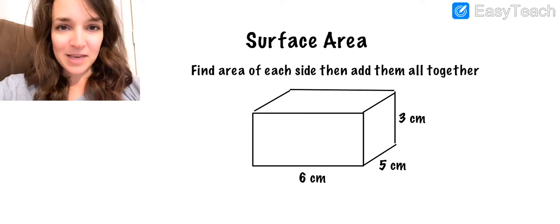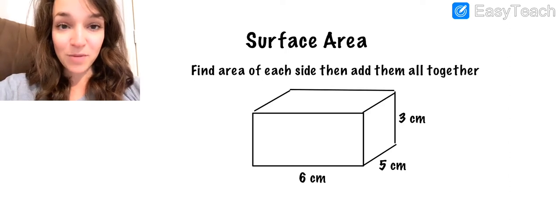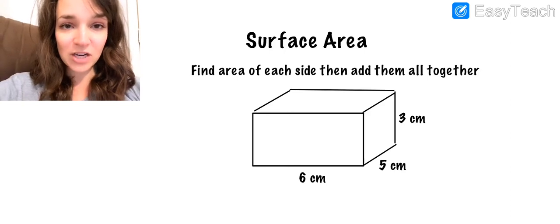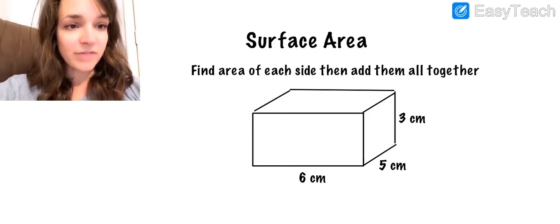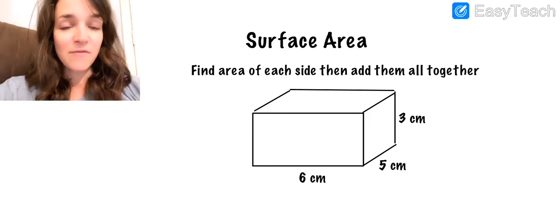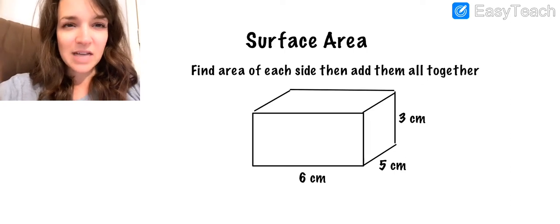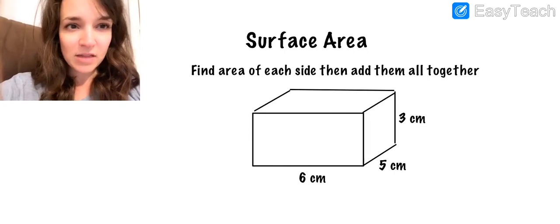Okay, so here we've got a figure that is actually a rectangular prism. You can tell because it's got rectangular bases, and then it's a prism because there are two bases that are connected by four sides, all that good stuff. So we want to find the area of each side in order to find the surface area, and then add them all together, okay? So it's kind of like perimeter but in 3D.